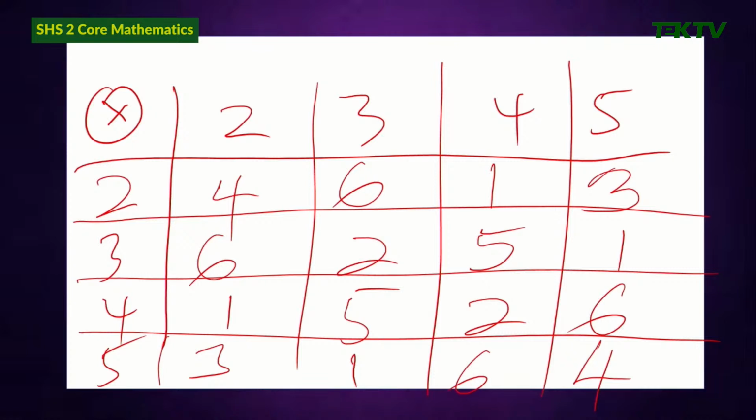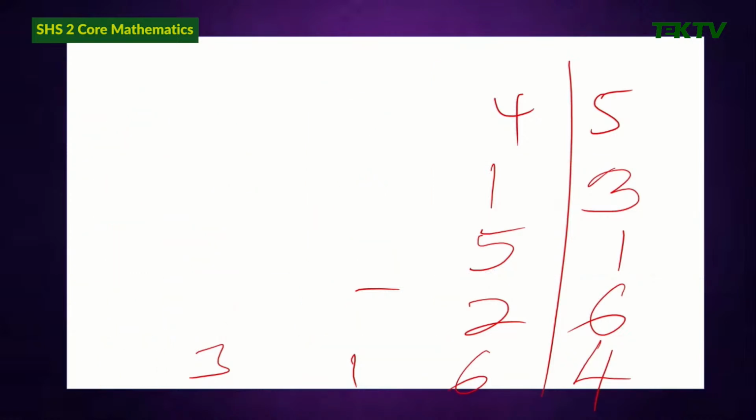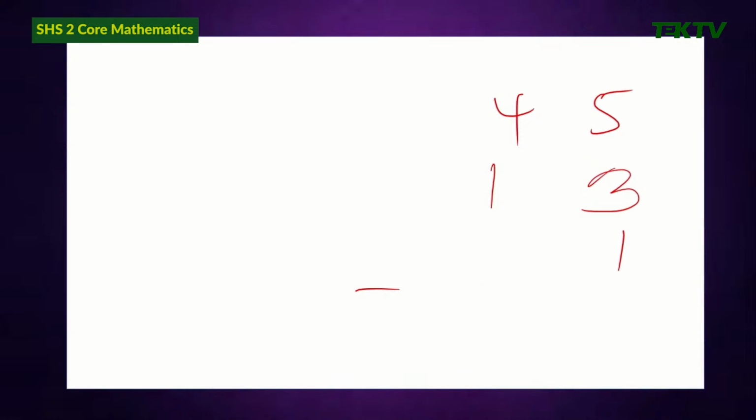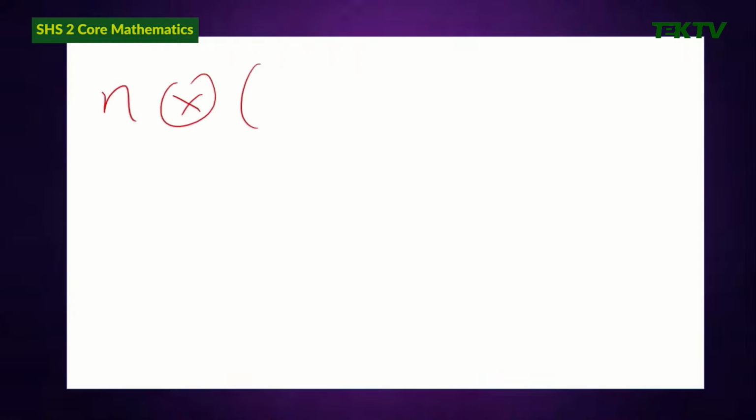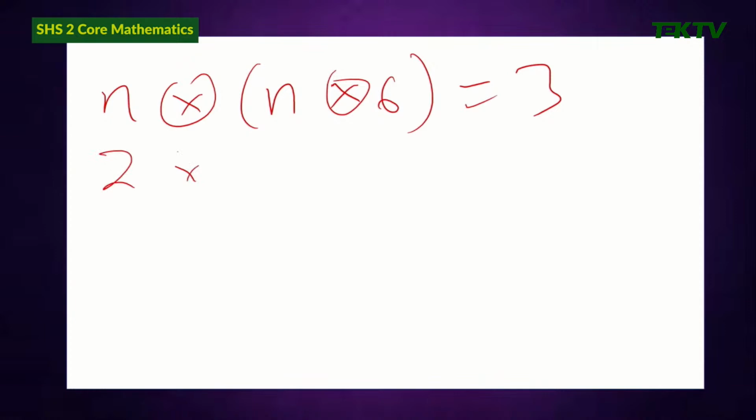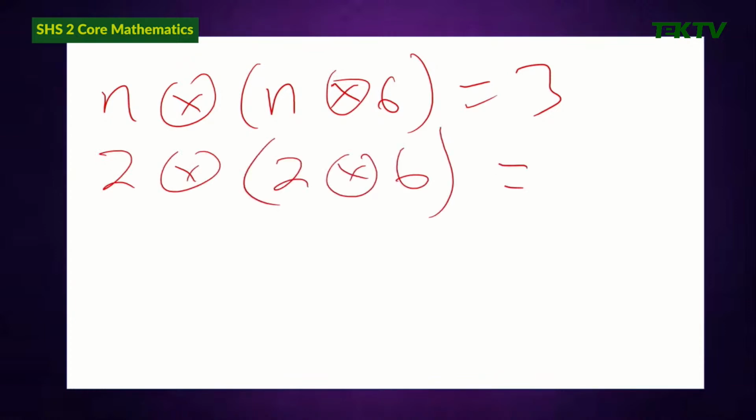This is the table. Now, n times into bracket n times 6 equals 3. So in place of n, let's start with our first element, which is 2. 2 here, 2 there, 6 here, and see whether we get the same as the 3 over there.